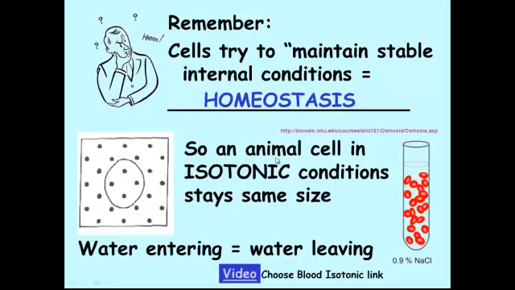And so if I take an animal cell, like a blood cell, and I drop it into a liquid, if that liquid has the same concentration of solute molecules outside compared to inside, isotonic conditions, the water is going to be equal on both sides. Water entering the cell is going to equal the water leaving the cell, and the cell is going to stay the same, stay at homeostasis. And blood cells, body cells, animal cells, they like to be in homeostasis. They like to be in isotonic liquids. Blood is isotonic to the cells.